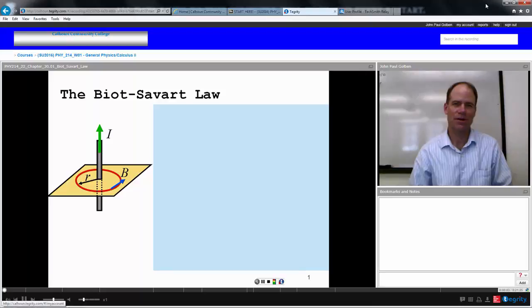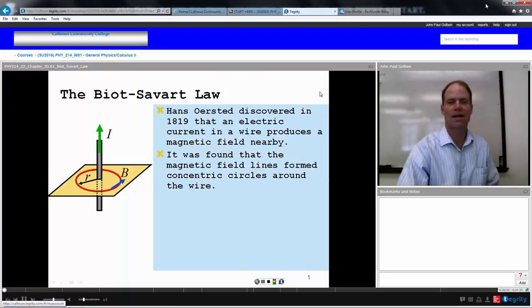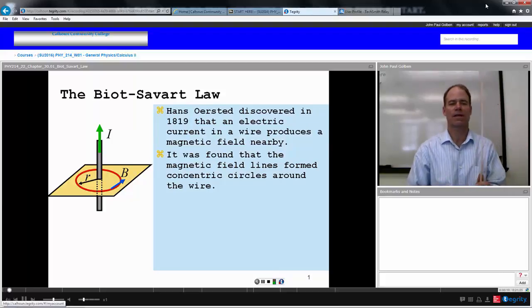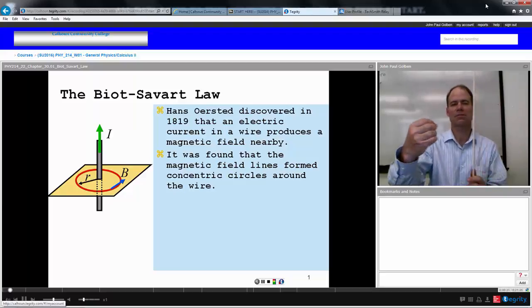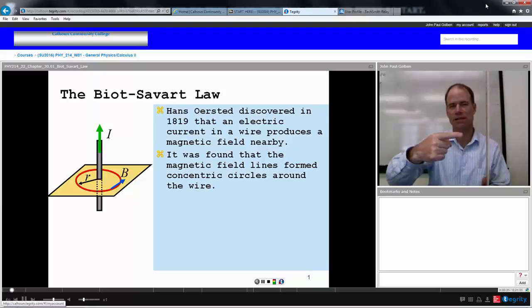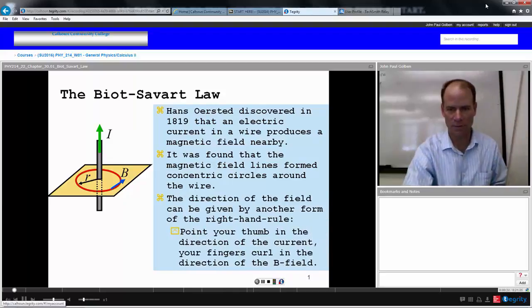Chapter 30, the Biot-Savart Law. Hans Christian Ørsted discovered in 1819 that an electric current in a wire produces a magnetic field nearby. It was found that the magnetic field lines form concentric circles around the wire. So, if you took a compass and moved it around a current-carrying wire, you would find the needle would deflect in such a way as to indicate that there were circular lines of magnetic field around that wire.